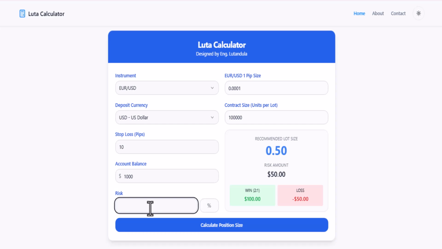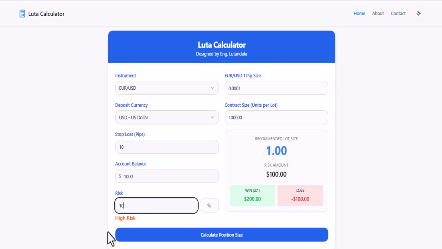6% to 20% risk equals high risk. Now we're getting into dangerous territory. 6% to 20% risk per trade is very aggressive. With a 10% risk, a $1,000 account would mean you're risking $100 per trade. Lose 10 trades, and your account is gone. This level is not recommended unless you're an expert, scalping small moves with tight stop losses, or have a very high win rate. Most professional traders never risk this much per trade.